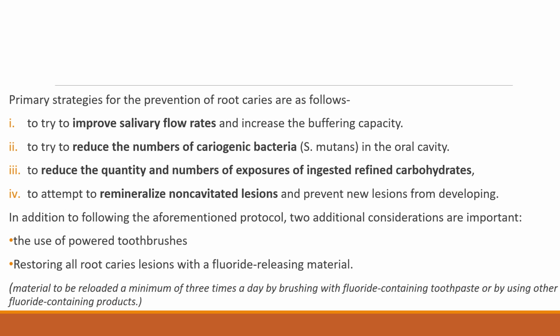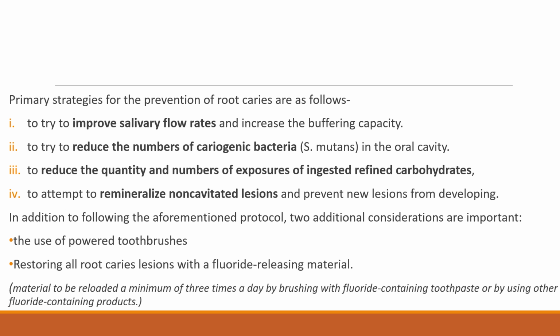Primary strategies for prevention of root caries are that one should try to improve the salivary flow rate and increase the buffering capacity. Second is to try to reduce the number of cariogenic bacteria. Third is to reduce the quantity and number of exposures of refined carbohydrates, acidic beverages, etc. And fourth is to attempt to remineralize non-cavitated lesions and prevent new lesions from developing.